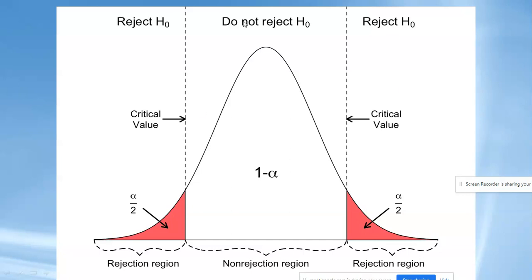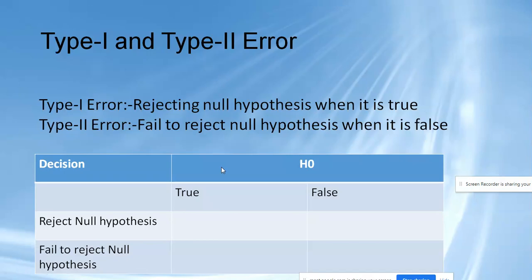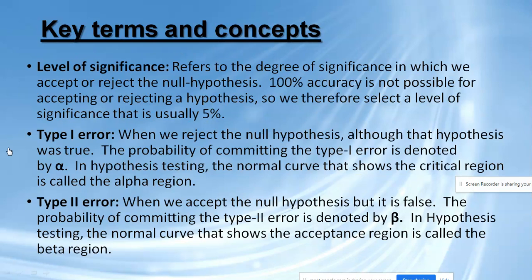And whenever it lies in the acceptance region, that is 1 minus alpha, then it is called the acceptance region or non-rejection region. So that is when type 1 error occurs, which is alpha, and we are able to calculate the alpha. We reject the null hypothesis although that hypothesis was true.